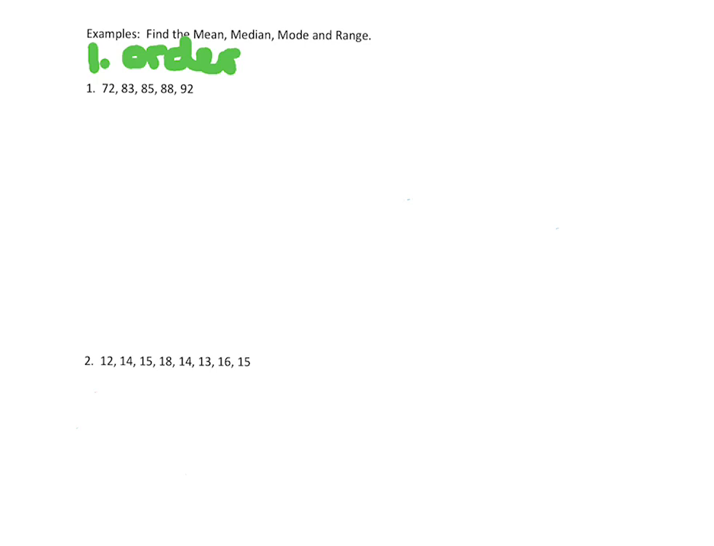So the mean, if you're looking for the mean of this first set, you would add all 5 of those numbers together. Again, I promise I'll be more prepared next time. So you get 420. Divide that by 5, because you have 5 numbers. So 84 is your mean.